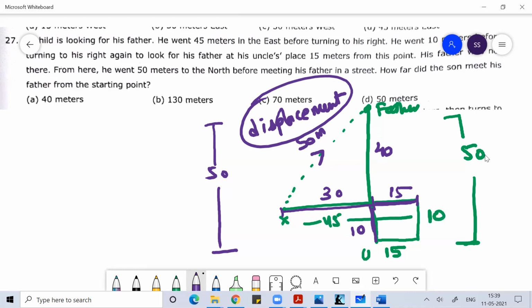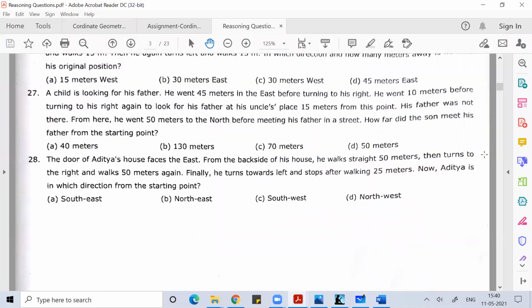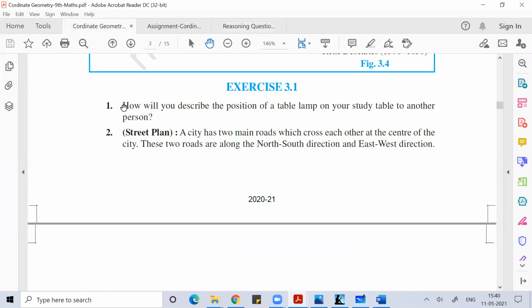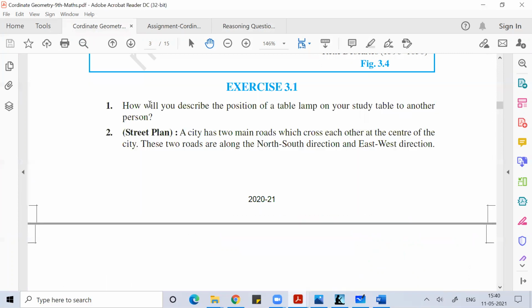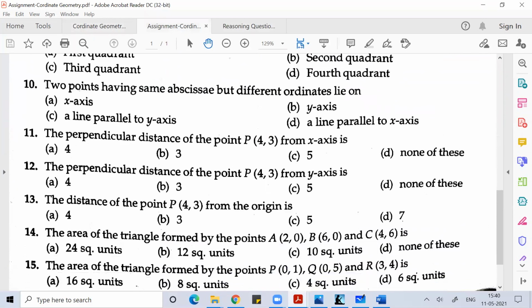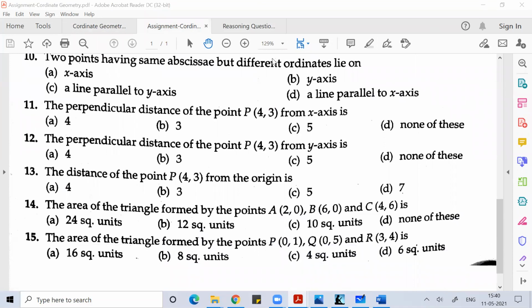Now, after the quadrature, 12, after 12, 13 you did. Then after 15, 14 was correct. Yeah, 15, the area of the triangle. You want to try this? Yes, sir, I'll try.